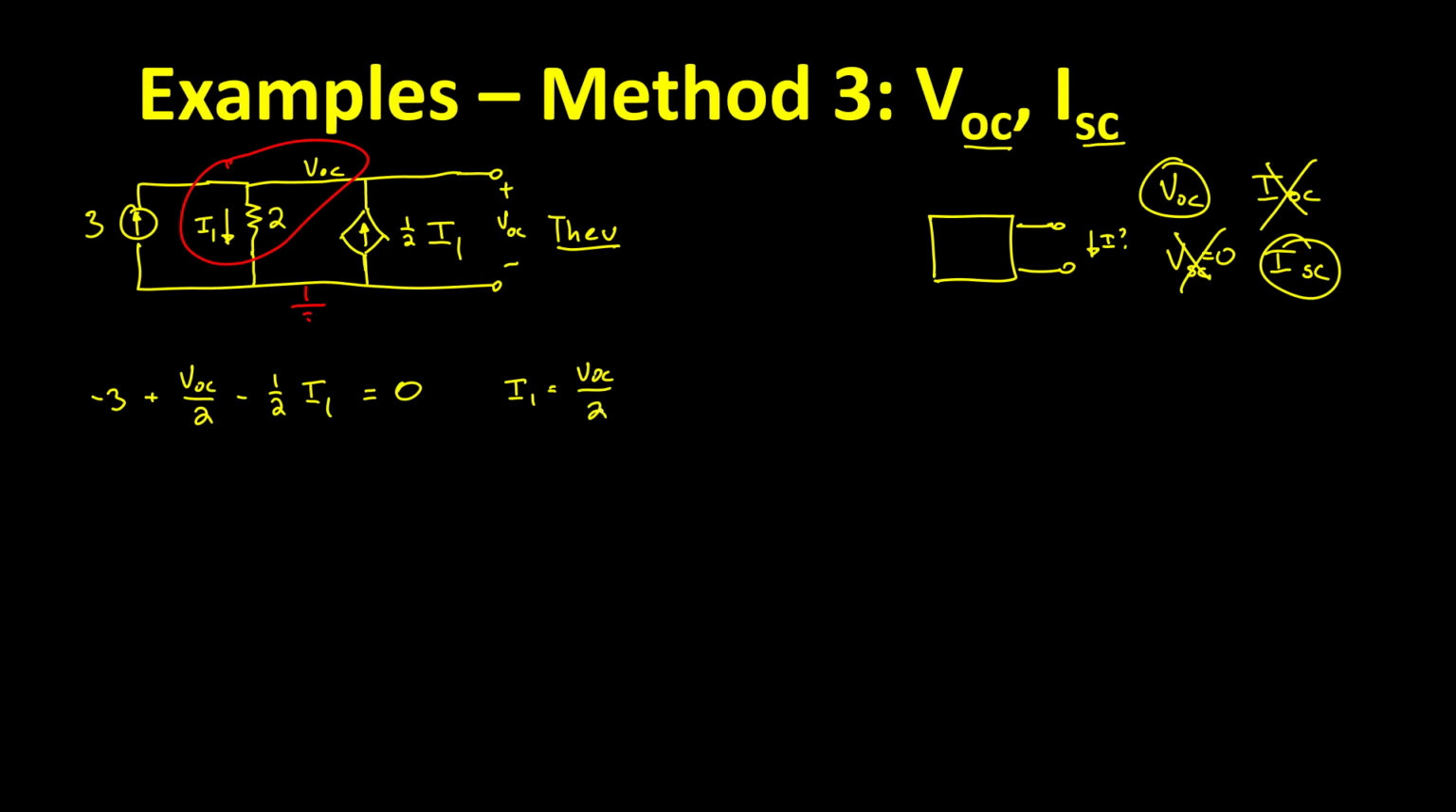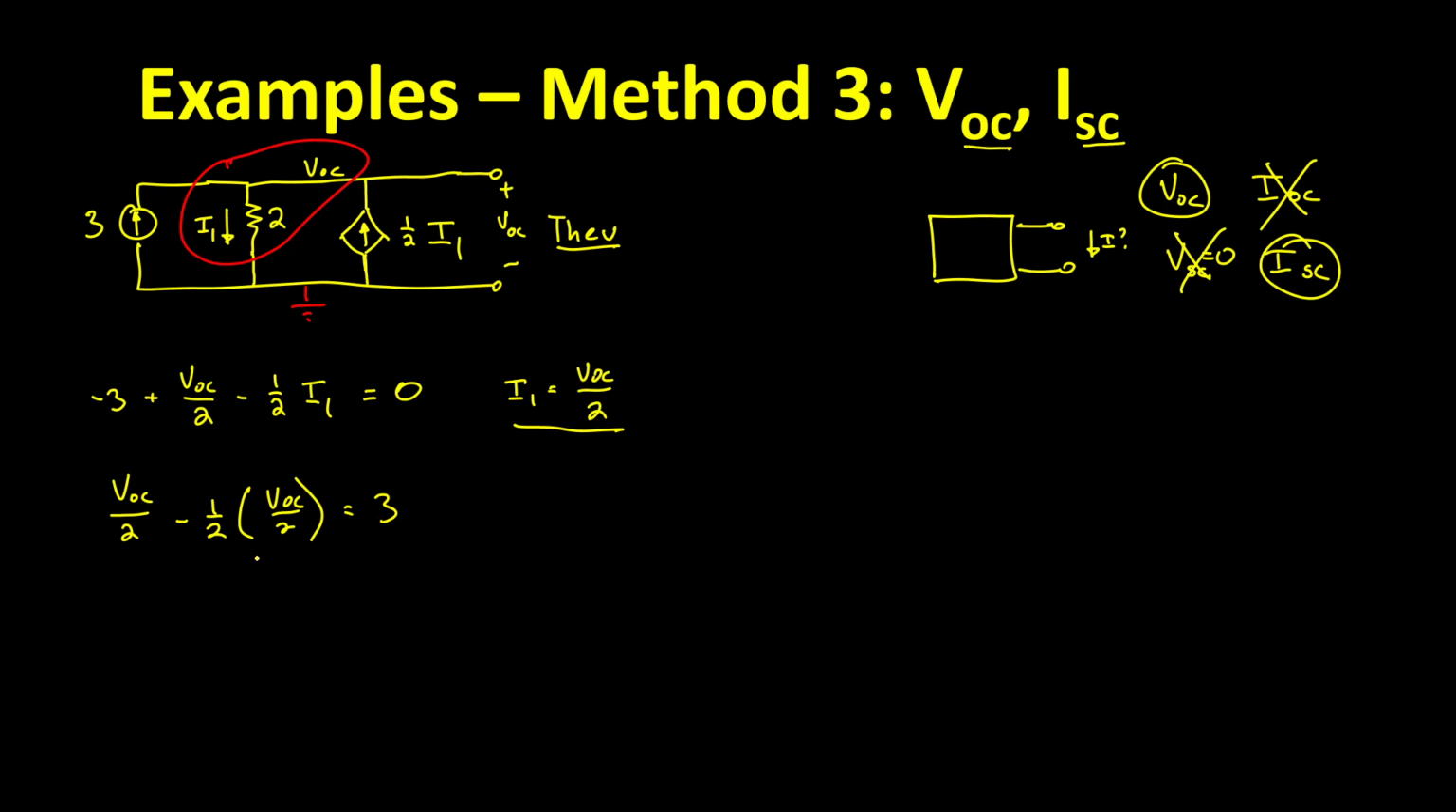So now we've got two equations, two unknowns we can simplify. We could make a matrix, but I think this is easier to do just by simplification since we know what I1 is equal to. So let's substitute that equation in on our left where we see I1. We have VOC over 2 minus 1/2 our I1, which is VOC over 2. And we'll bring that constant 3 out to the right. And now we've got one equation and one unknown, and we can solve it.